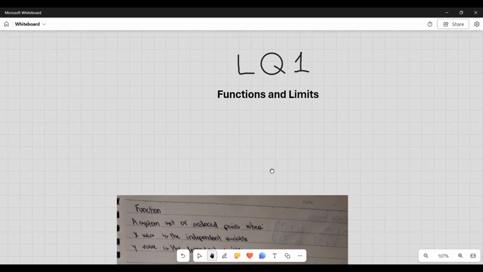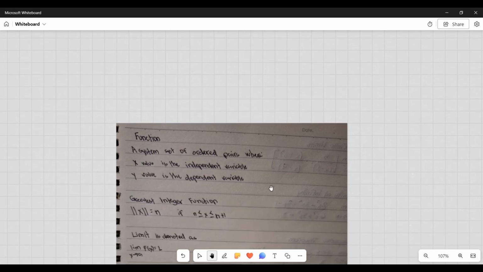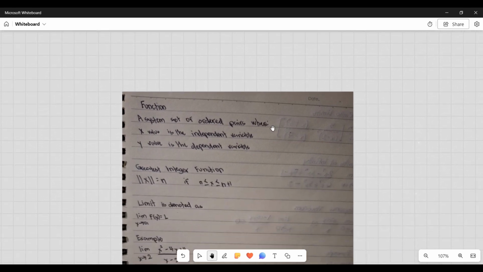So a function, if you can recall, is a set of ordered pairs where the x value is independent of the y value. That is denoted as f of x, which is the y. So the x value is independent, so if the x value is 3, then f of x would be 3 plus 1, which is 4. So that's a function.